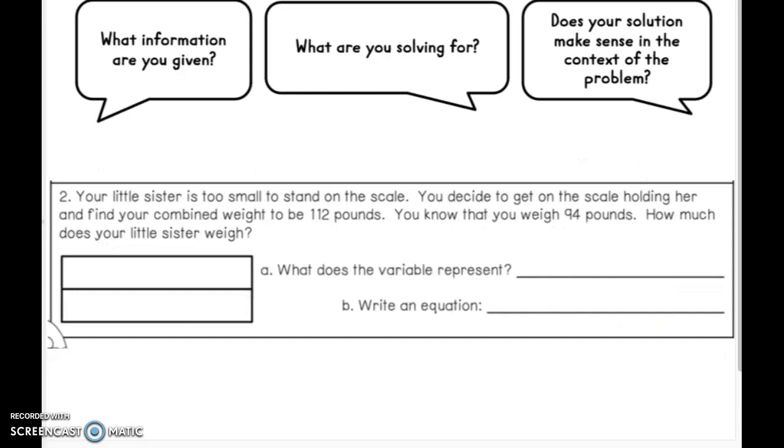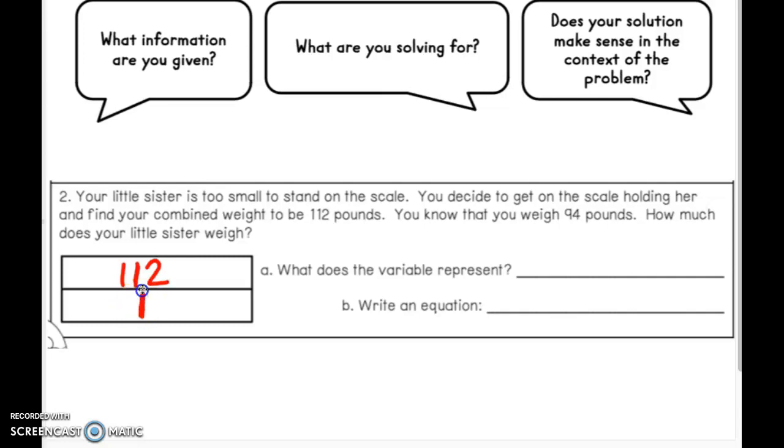All right, let's think again. What information are we given? What are we solving for? And does it make sense? So here we go again. We have: your little sister is too small to stand on the scale. You decide to get on the scale holding her and find your combined weight to be 112 pounds. So altogether, it's 112 pounds. You know that you weigh 94 pounds. How much does your little sister weigh?